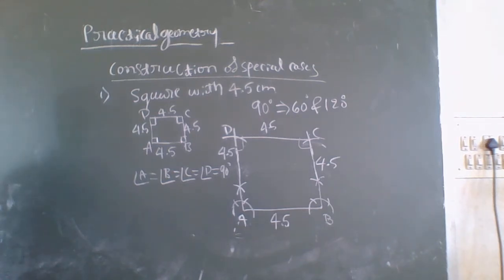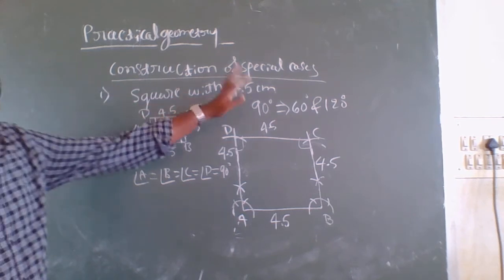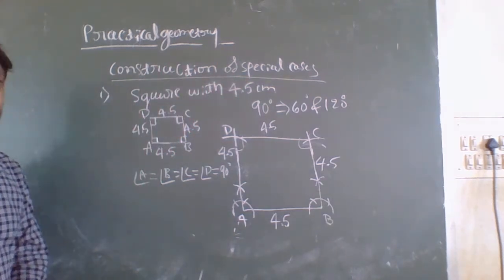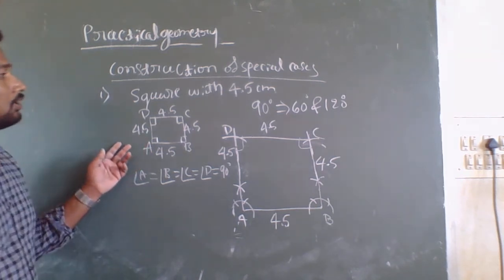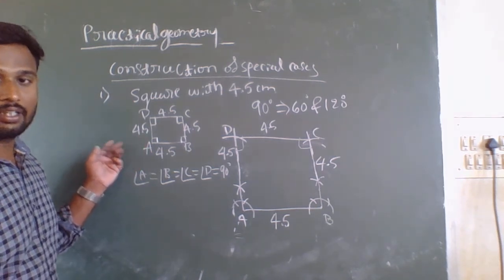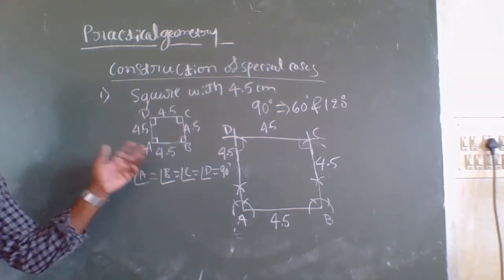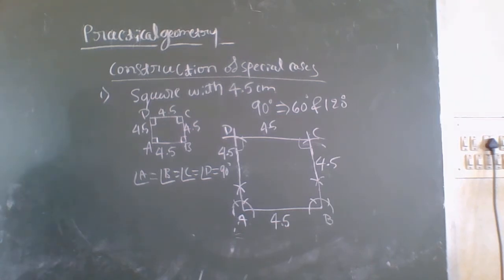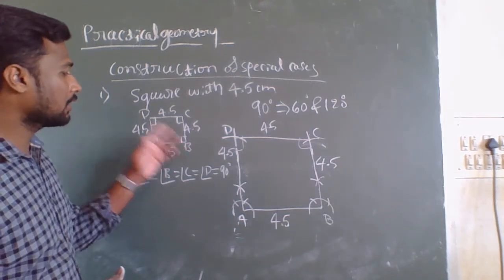This is how to construct square when one side is given. They are given here square with 4.5 centimeters, sorry, 4.5 centimeters. So here, they are not given any angle. So here what we can do? We can consider all the sides as 4.5 centimeters only, and we all know that all the angles in a square are always equal to 90 degree. Therefore, we can consider it as 90 degree.